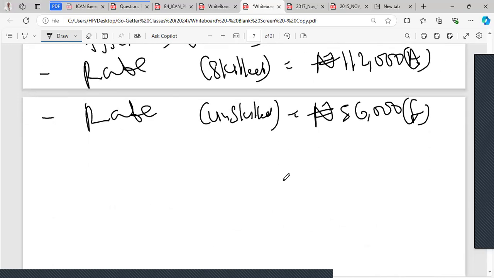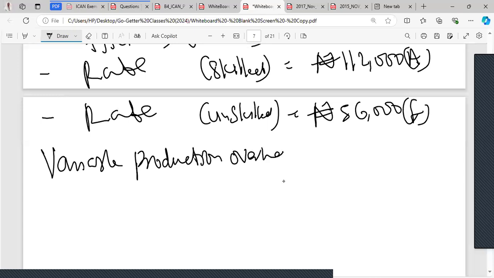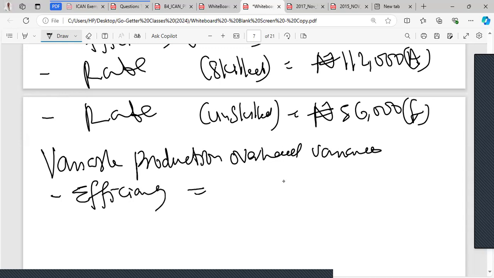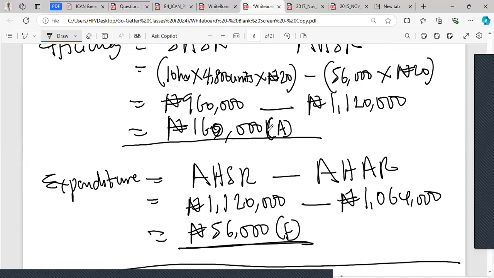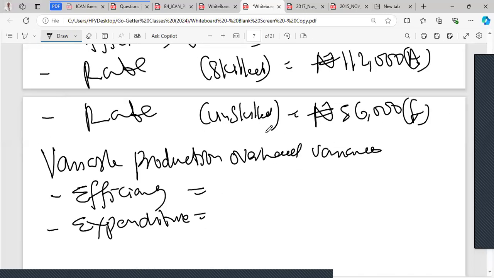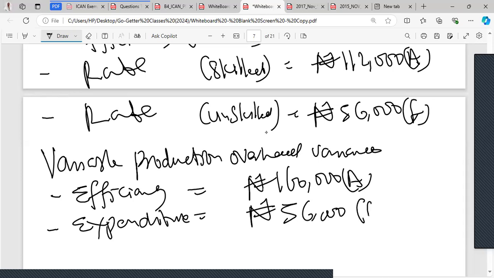Okay. Then we have variable production overhead variances. We have efficiency. We have expenditure. So efficiency is 160 adverse, expenditure 56 favorable. 160 adverse, 60 plus 6 favorable. So these are the variances.